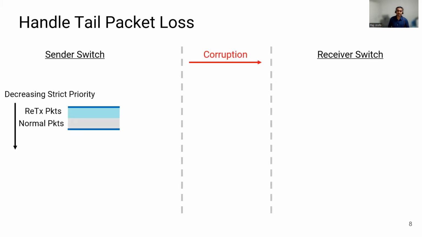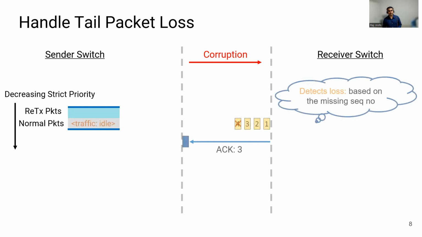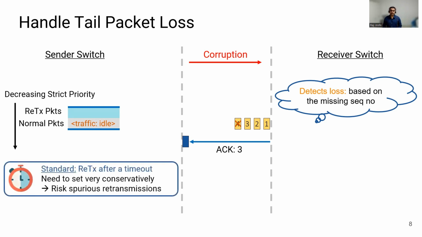Here we show the internals of a sender switch which consists of two queues, one for the normal packets and another higher priority queue for retransmission packets. Now when a tail packet loss occurs, basically the normal traffic goes idle and the latest transmitted packet, this packet number 4 in this case, is lost. The standard technique to deal with such a scenario is to retransmit the unacknowledged packet, which is packet number 4 here, after a certain timeout. However, the problem with timeouts is that they need to be set very conservatively, otherwise we risk spurious retransmissions.